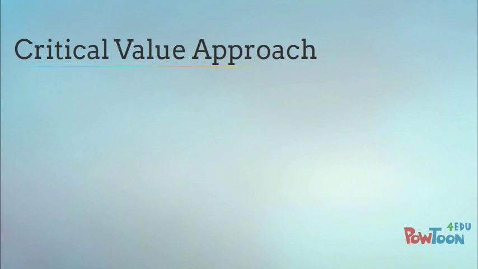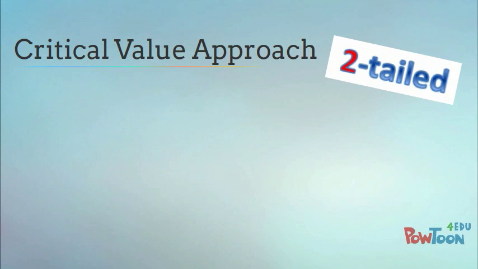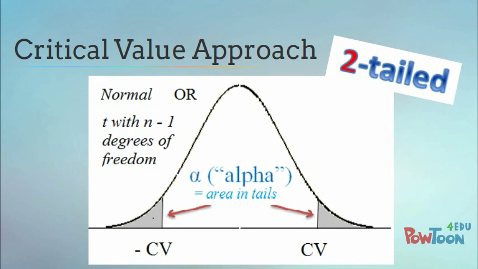First, suppose we are using a critical value approach. For a two-tailed test, we identify critical values on a standard normal or t-distribution with n-1 degrees of freedom that cut off alpha percent of the probability to the outside of those critical values.